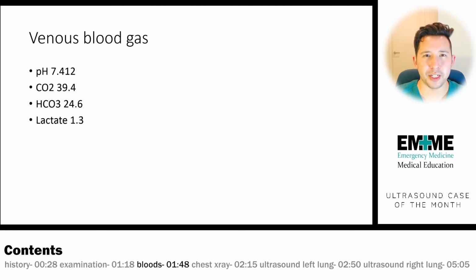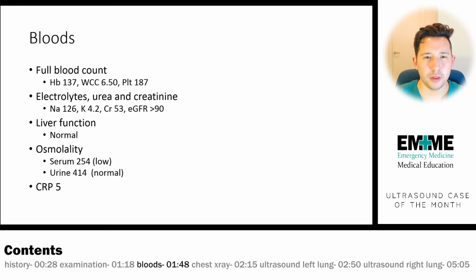She's got a normal venous blood gas with normal CO2, pH, and bicarb. She's got a lactate of 1.3. Her bloods show normal inflammatory markers. They also show that she's hyponatremic with a sodium of 126. And she does have a low serum osmolality, but her urine osmolality is normal, so she doesn't fit the criteria for SIADH. Otherwise, she's got normal renal function, and her liver function is also normal.